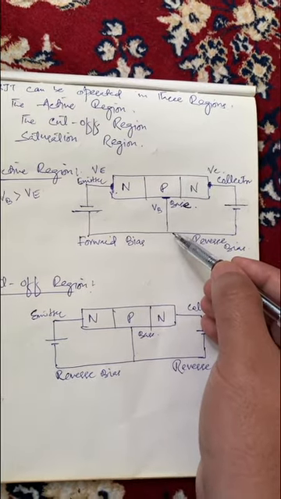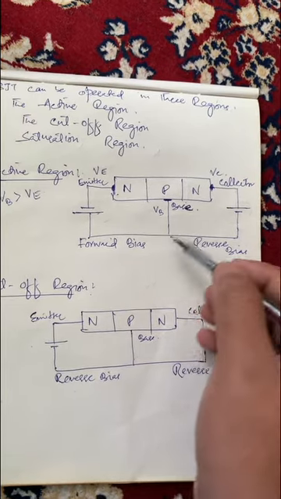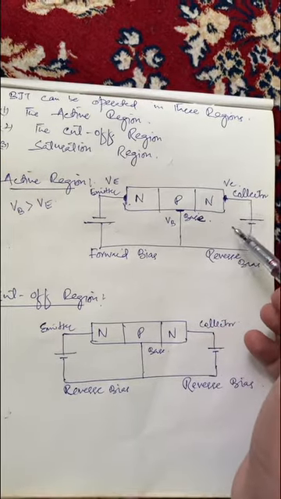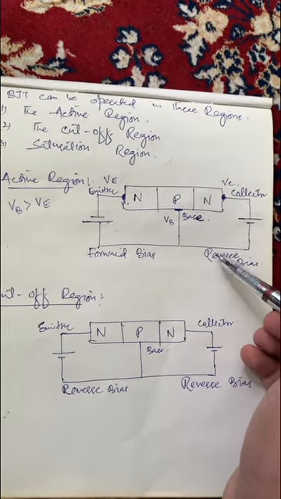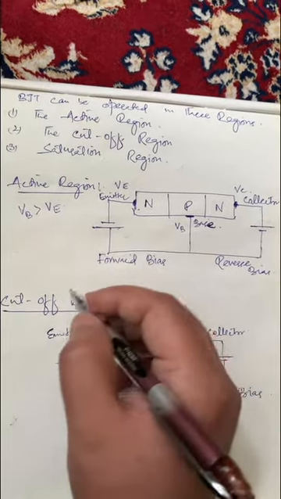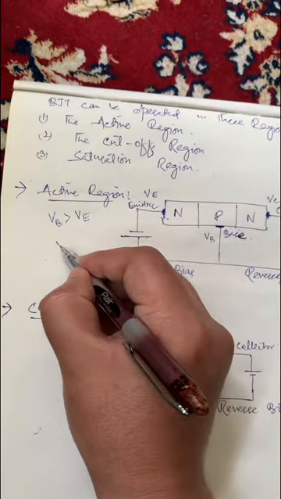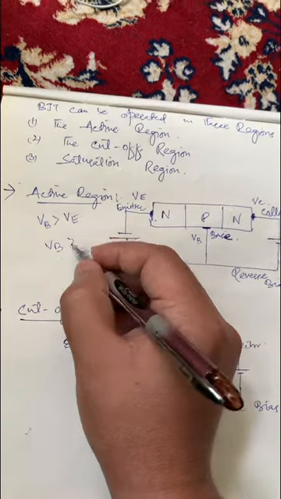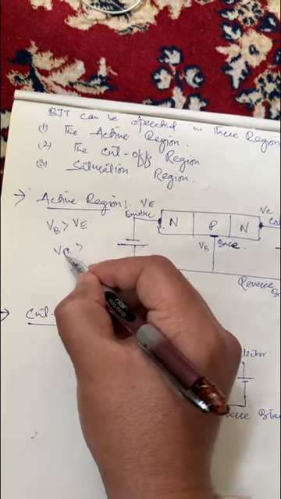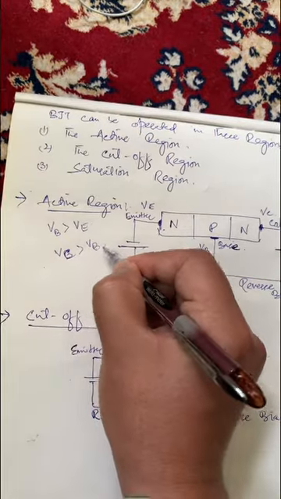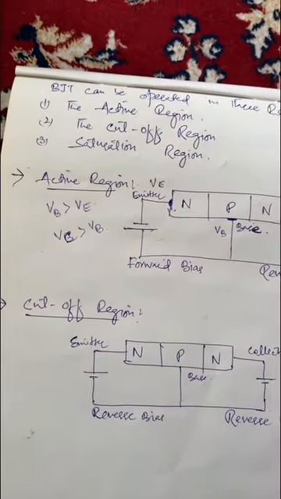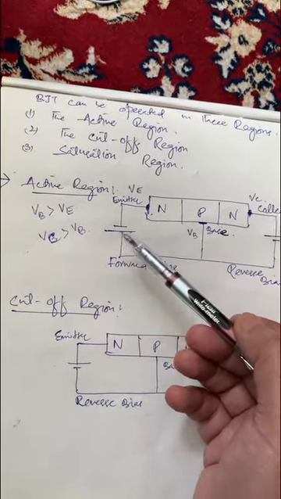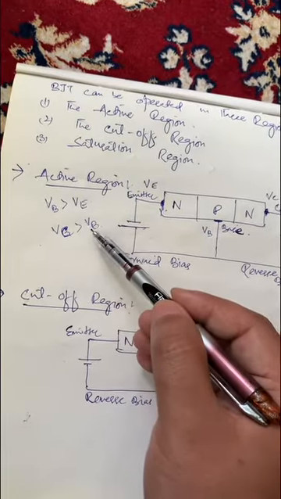And similarly, to reverse bias this collector base junction, the voltage at the collector should be greater than the voltage at the base. That is, VC should be greater than VB.